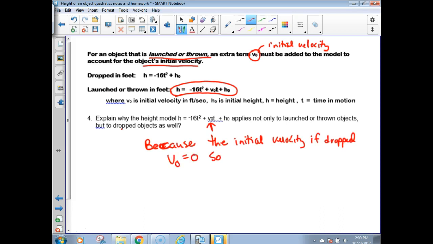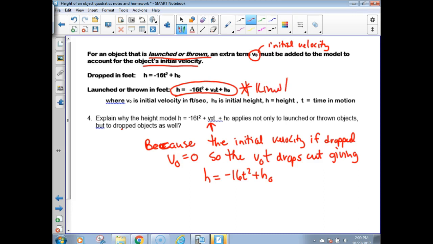Okay, so the v sub 0 times t drops out. If it drops out, that gives you the original basic height equation, giving you h equals negative 16t squared plus initial height. You're back to that basic equation. If you're dropping, you just put in 0 for v sub 0. Okay, so this is the one you want to know.